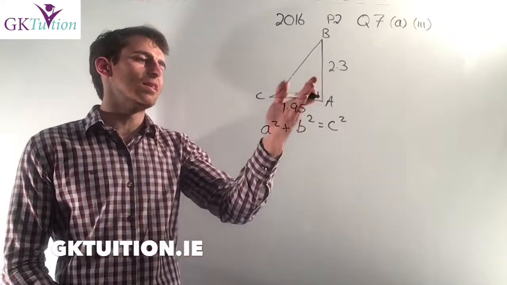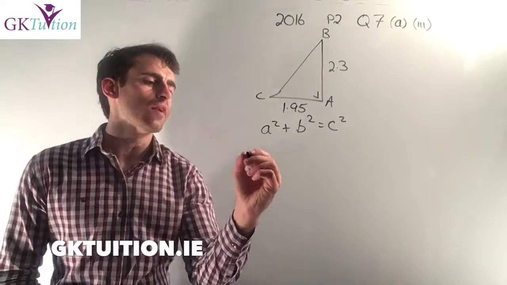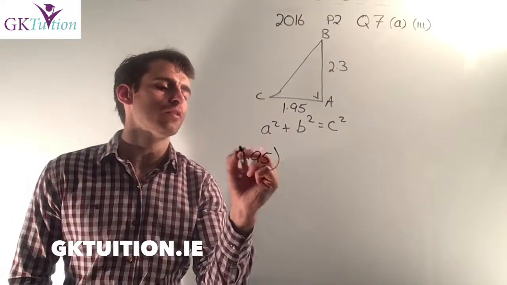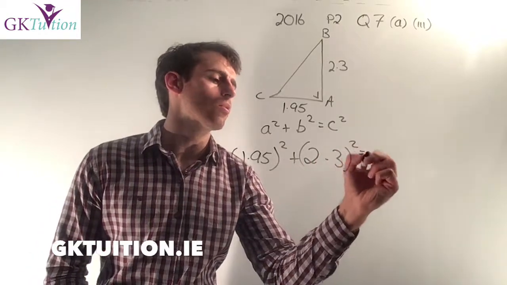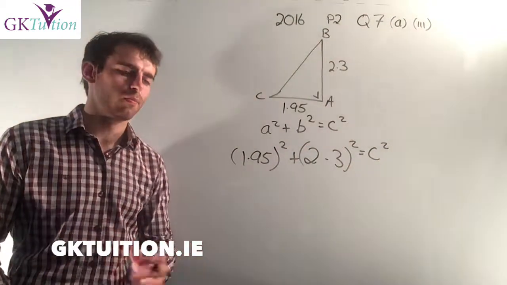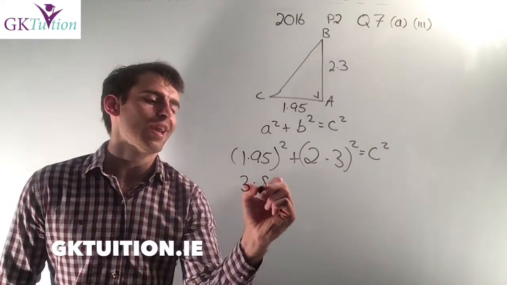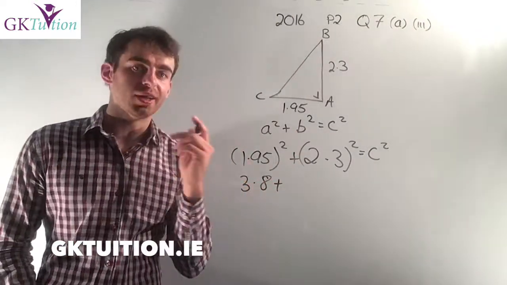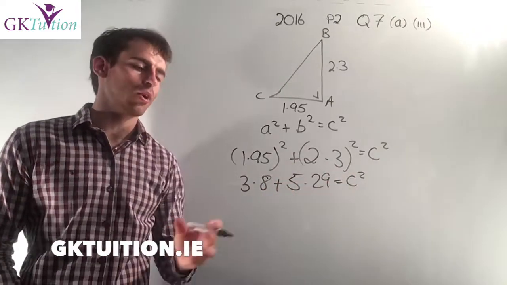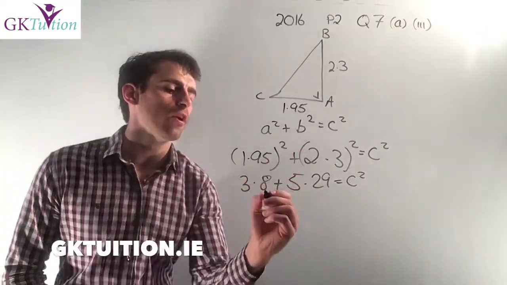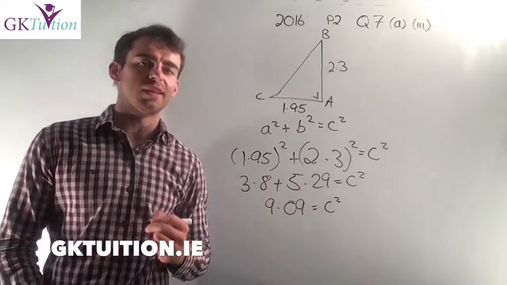In this case my c is BC because it's the side opposite the right angle. So instead of a, I'm going to put in 1.95 to be squared. Instead of b, I'm going to put in 2.3 to be squared. That's equal to c squared. 1.95 multiplied by itself gives me 3.8. 2.3 multiplied by itself gives me 5.29. And that's equal to c squared. So if I add 3.8 and 5.29, I'm going to get 9.09 is equal to c squared.